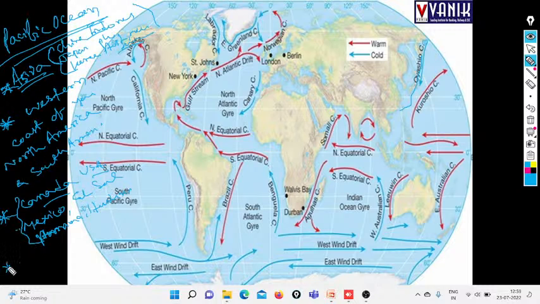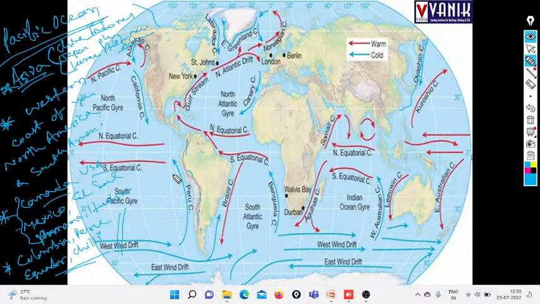Then here you see Colombia, Peru, Ecuador and Chile. Majorly Colombia, Ecuador, Peru, Chile are covered by this Pacific.